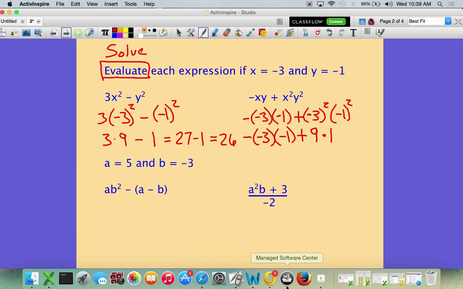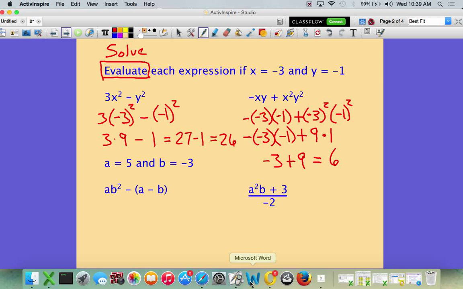Alright, now our next step, with parentheses gone and exponents gone, is to multiply these. -1 times -3 times -1. We've got 3 negatives, so that means our answer is going to be negative. 1 times 3 is 3, times 1 is 3, so that would equal a negative 3, plus 9 equals 6. We dealt with the multiplication first, and then we added those together to get our 6.